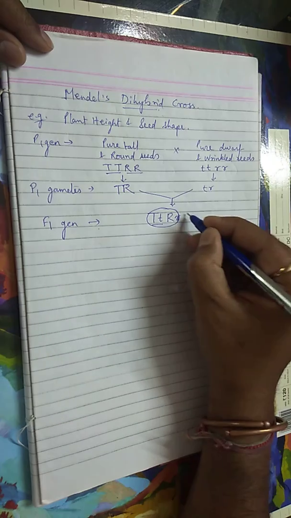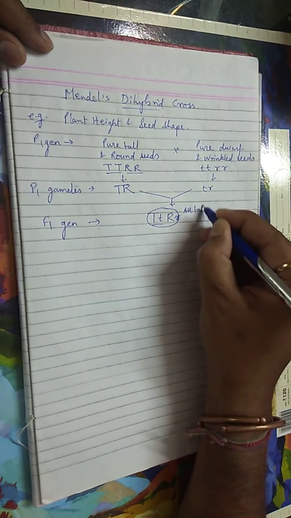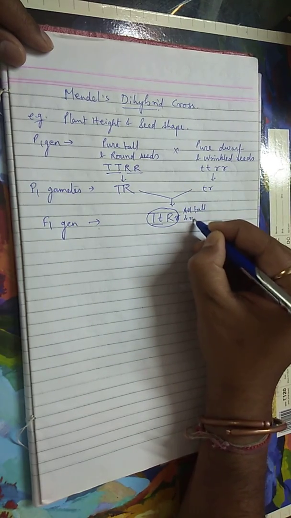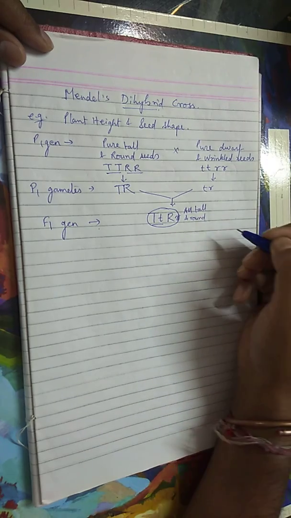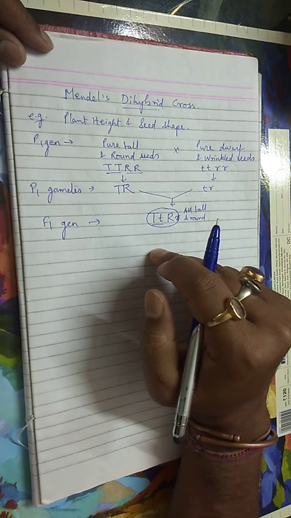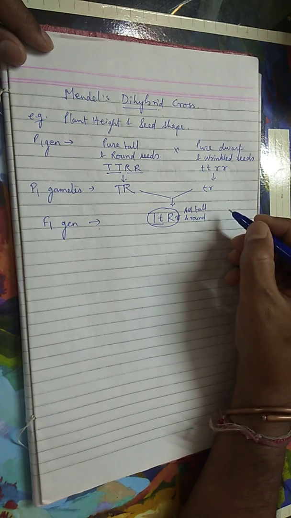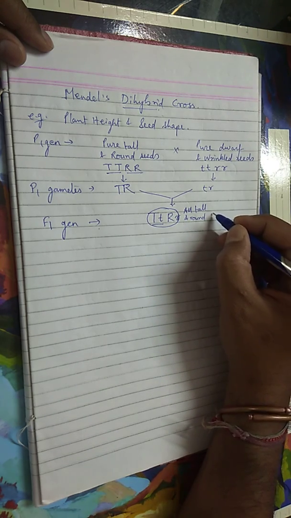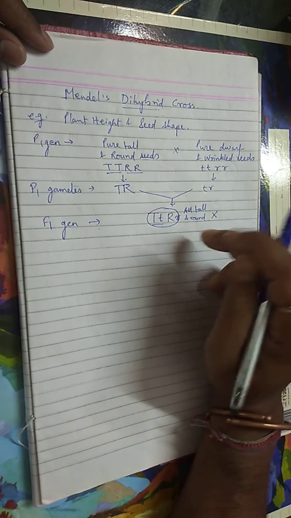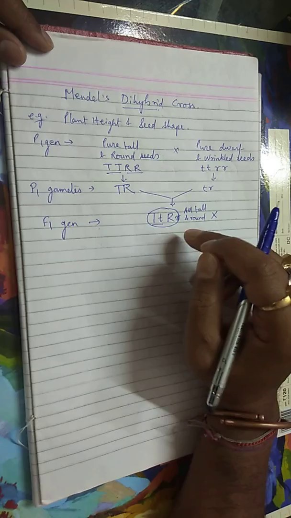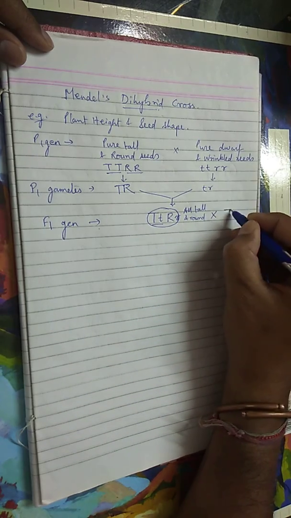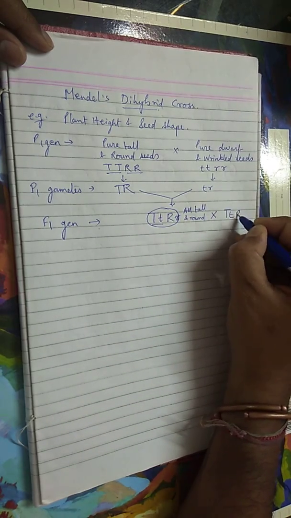So in the F1 generation, all the plants will be tall and they will be producing round seeds, going by the law of dominance. This is what Mendel expected and that is exactly what he got, because by that time he had already discovered the law of dominance. So in the F1 generation, he carried out selfing. Selfing means crossing a plant with a similar plant of the same generation. So that will also have the same genotype.